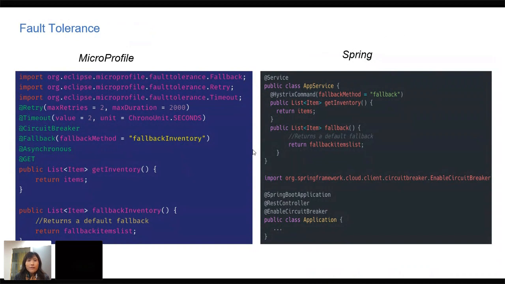In MicroProfile, different implementations have different ways to achieve this fault tolerance aspect. And I think most of them do not use Hystrix. Some of them create their own implementation without using any third-party libraries. So in Spring, you can see in the Hystrix command, you have a fallback method, and you can also enable a circuit breaker. Next, please.